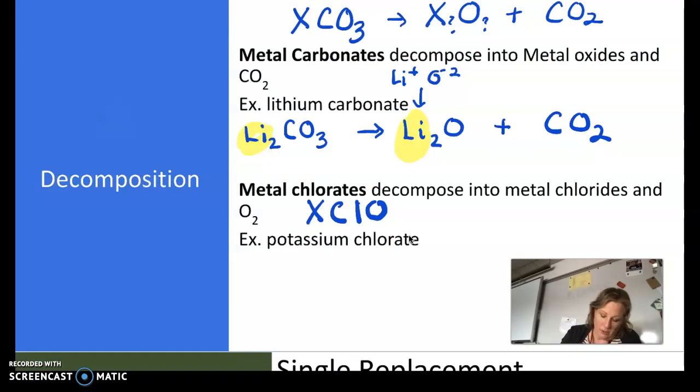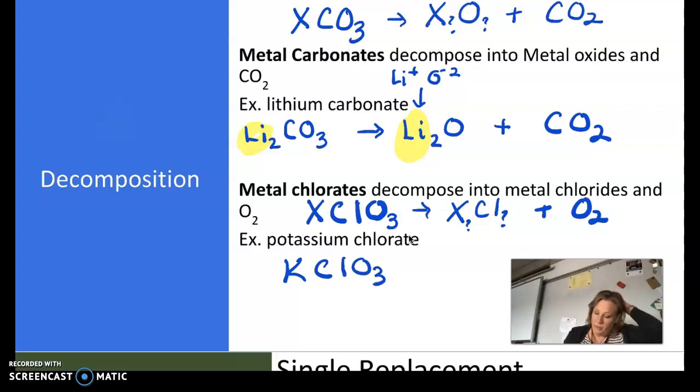So a metal chlorate, so chlorate's the polyatomic ion ClO3, is going to break up into a metal chloride, and again you have to look at charges to figure out the formula of that, and you're always going to get oxygen. So for example, if I have potassium chlorate, it will break into potassium chloride. I know the formula because I know this is +1 and -1, by the way. So if it wasn't, I would have to do that balancing of charge, and then plus O2.